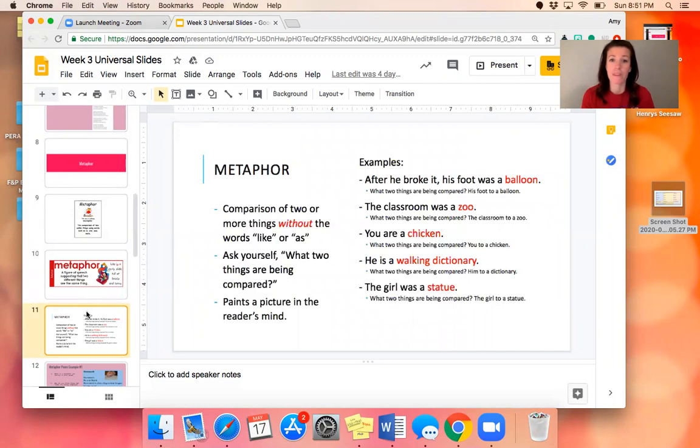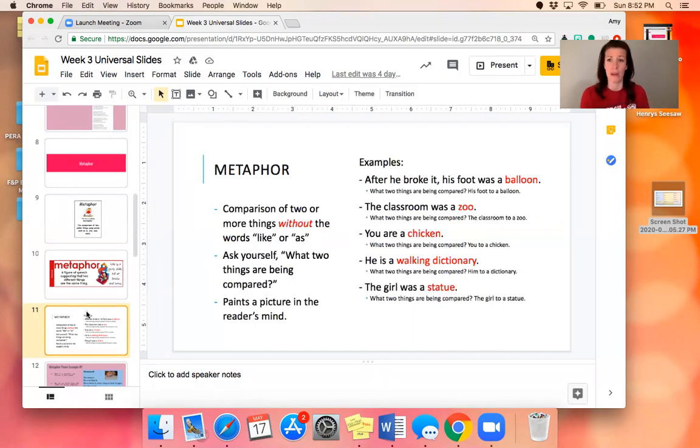Some more examples we have. After he broke it, his foot was a balloon. So foot and a balloon. Notice how they're not saying his foot was like a balloon because that would be a simile. They're saying his foot was a balloon. So think about the size of a balloon and then the size of his foot. They are probably similar, so that's the reason for the comparison. The classroom was a zoo.